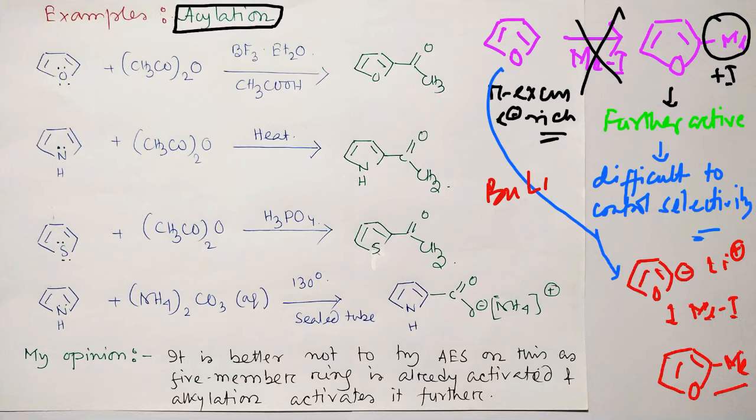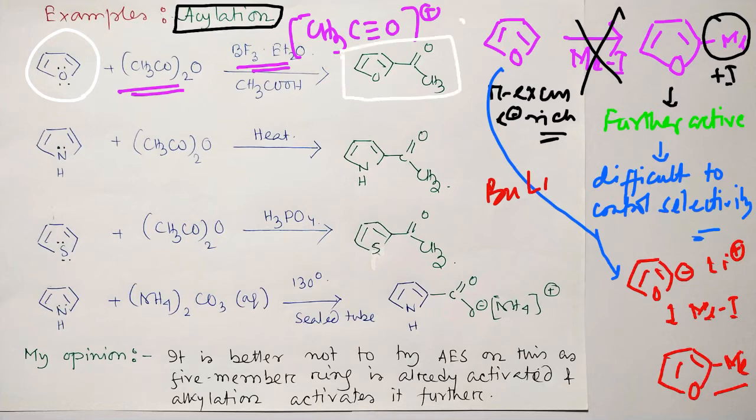Now let's discuss our main topic, examples. So see, acetic anhydride in presence of BF3, what does it generate? It generates actually the acylium cation, CH3CO plus. This is actually the electrophile, and as we told that these 5-member ring systems are electron rich, so they undergo reaction with selectivity on the C2. Okay, so this is a C2 selective reaction. So in this case BF3 acts as a Lewis acid.